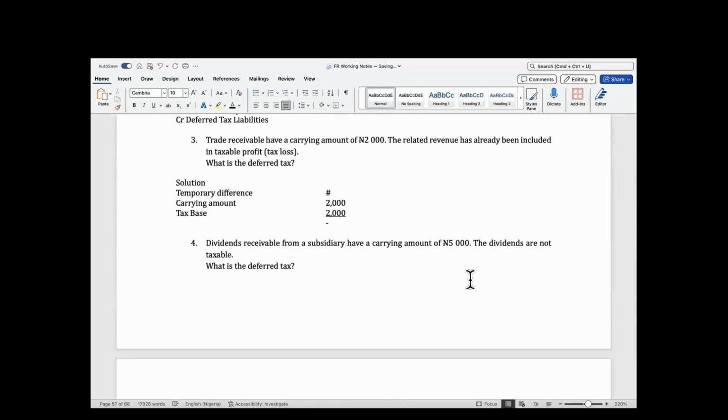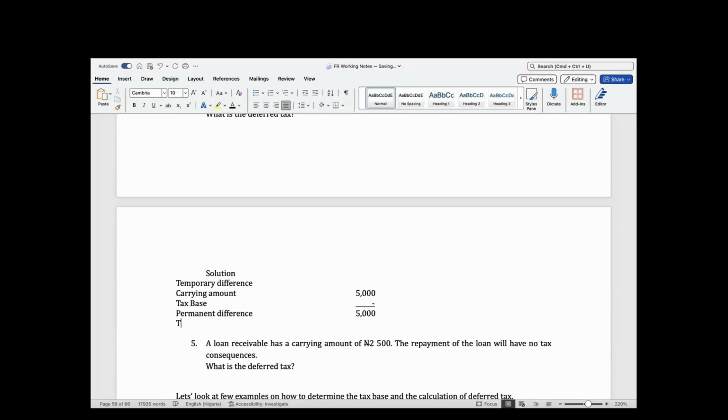Because the item in question is not taxable. When you have an item that is not taxable or an item that is never allowed for tax purposes, that difference is not temporary. It's a permanent difference. And for a permanent difference, there is no deferred tax consequence. Since there is no tax effect, there's no need to accrue for tax, because what we are doing in accrual for tax is recognizing the tax impact. So there is no need for that.